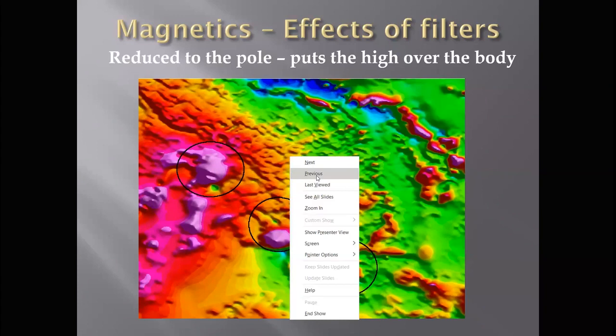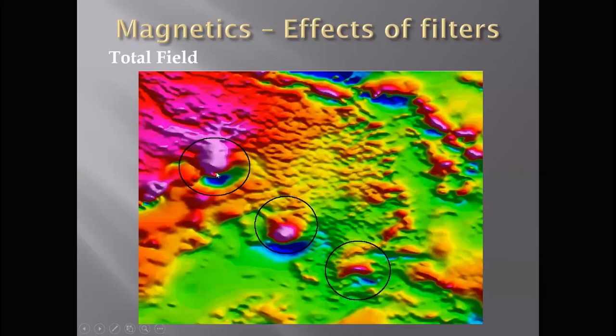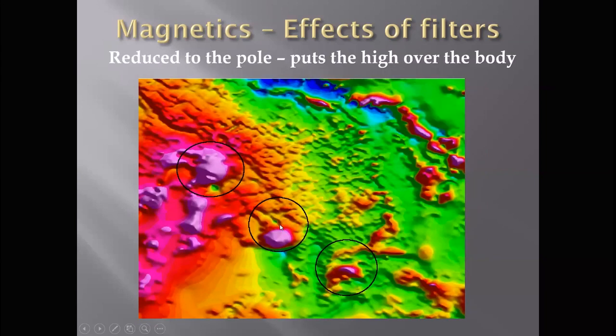I'll just show you the previous slide again. The high actually moves south towards the midpoint between the high and the low, and it puts the high directly over the body, which is why everybody loves it so much. The problem with this is that when you get to the equator, reduction to the pole does not work that well. We tend to blow up north-south features and it becomes very unstable because we are rapidly approaching 0 degrees and we're doing trig with 0 degrees. So you've got to be aware that close to the equator, reduction to the pole is not the best thing you should do. It works best at high latitudes.